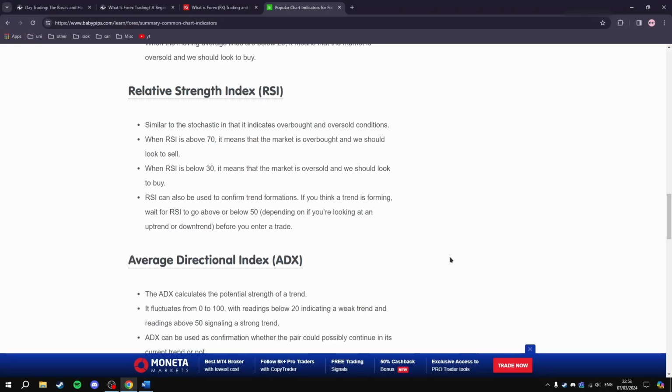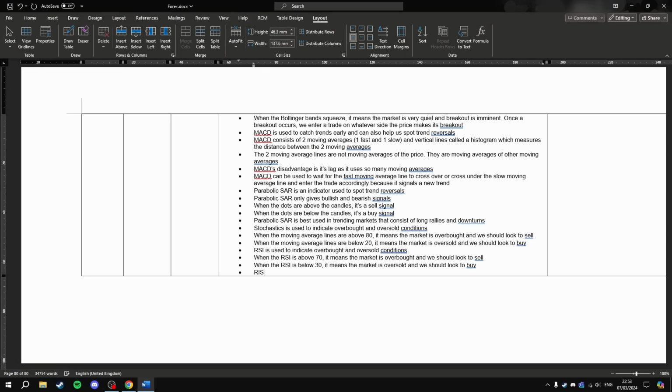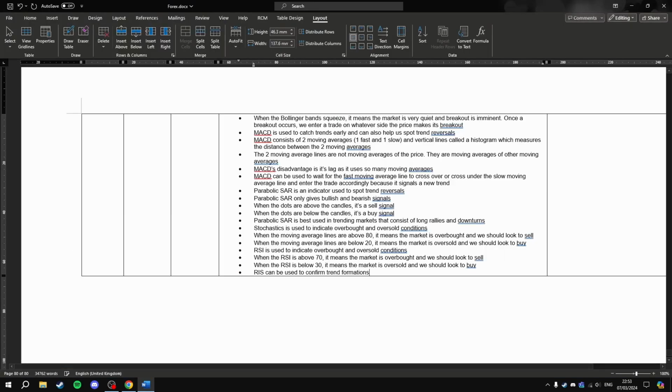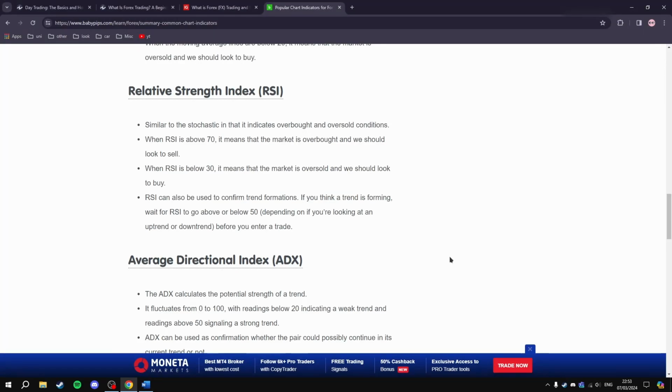RSI can be used to confirm trend formations. If you think a trend is forming, wait for the RSI to go above or below 50, depending on if you're looking at an uptrend or downtrend, before you enter a trade. So crossing over that 50 line.